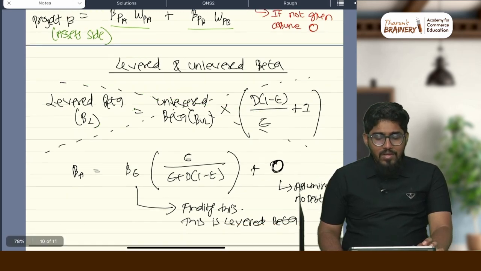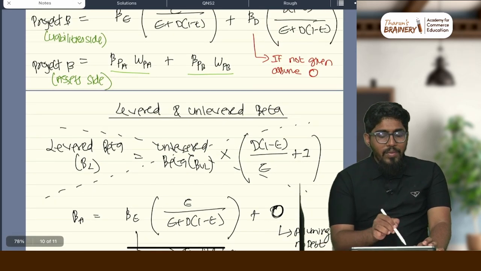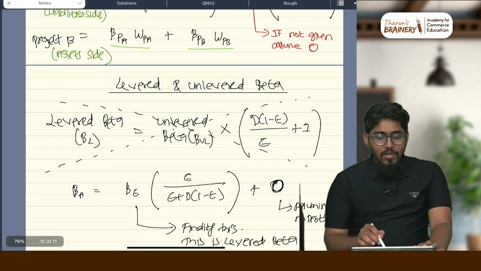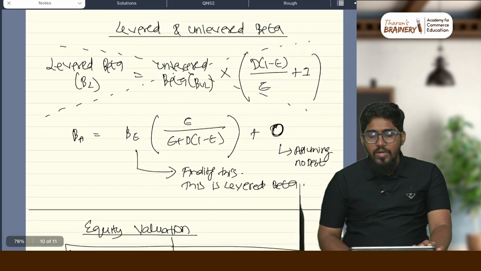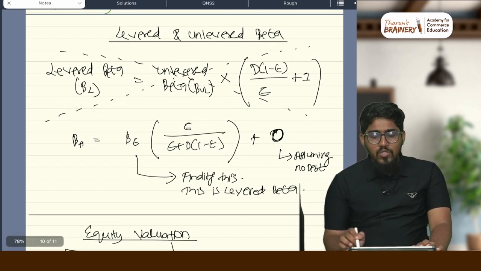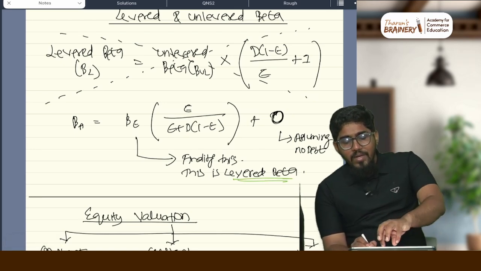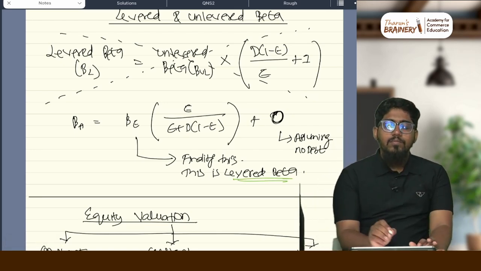See this formula. It is nothing but the same formula. Beta of asset is equal to beta E into E divided by E plus D into (1 minus t), plus beta of debt 0, assuming there is no debt. I'm just explaining the same formula. Assuming this is nothing but levered beta, you bring this levered beta here, take it here, you will get this formula.